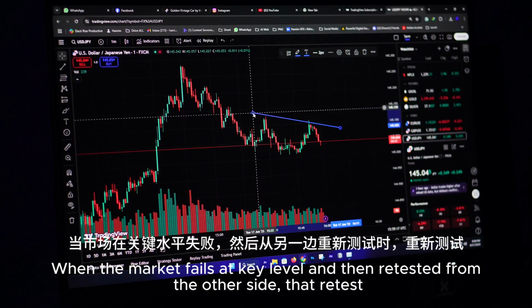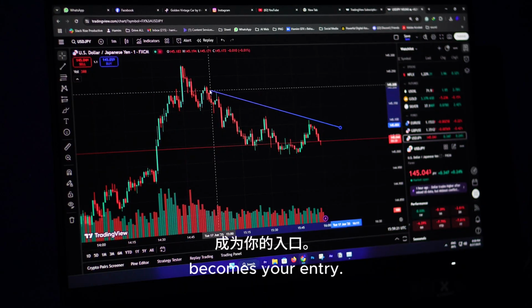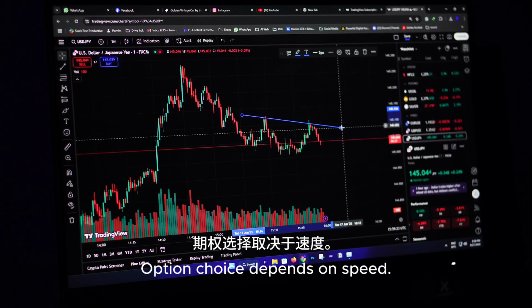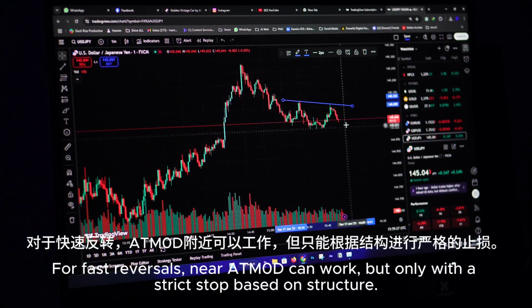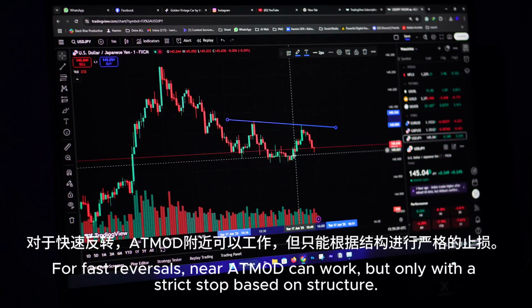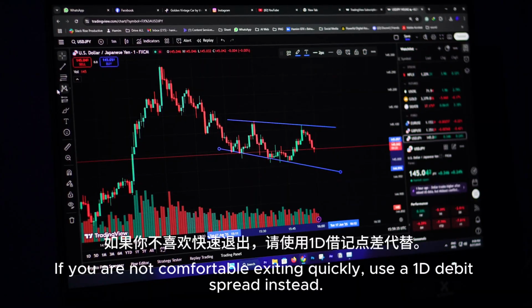When the market fails a key level and then retests it from the other side, that retest becomes your entry. Option choice depends on speed. For fast reversals, near ATM 0D can work, but only with a strict stop based on structure. If you are not comfortable exiting quickly, use a 1D debit spread instead.